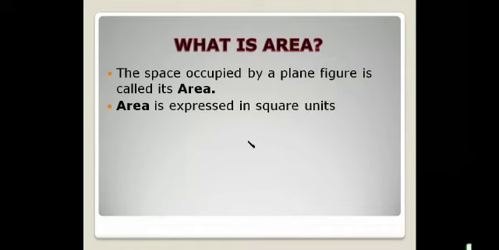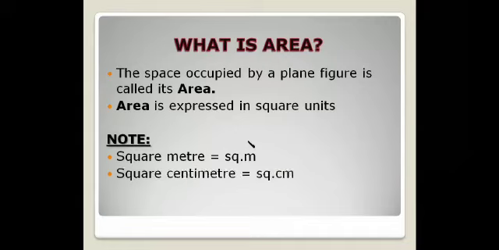So area is expressed in square units, whereas a perimeter was expressed in only units. For area you have to write square before the unit, whether it is centimeters or meters, you have to write square centimeter or square meters. Now, you will not write the whole spelling like square meters. In short form you will write SQ, that is square, short form of square. If it is meters, you will write M. If it is centimeters, you will write CM. Put a point and write CM, that is centimeter.